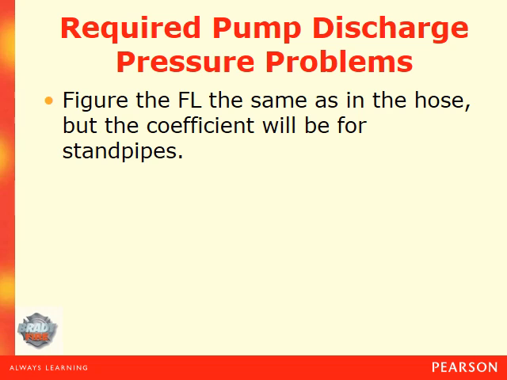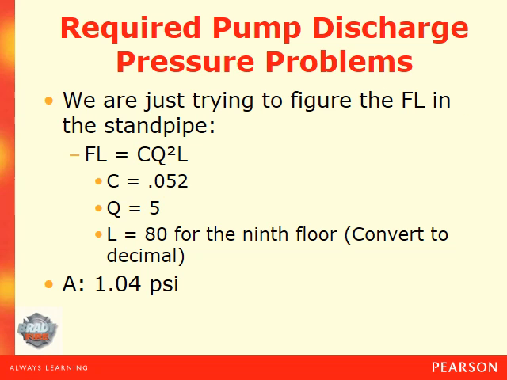So to figure the friction loss, the same as in the hose, but the coefficient will be for a standpipe. And you can get your coefficient from a chart. So friction loss is our coefficient, which is 0.052. We know that our quantity, because it gives us that, between the two lines is 500 gallons per minute. So again, divide that by 100 gives us 5. And then our length of hose is actually going to be figured out by the number of floors. And then we're going to convert that to a decimal.